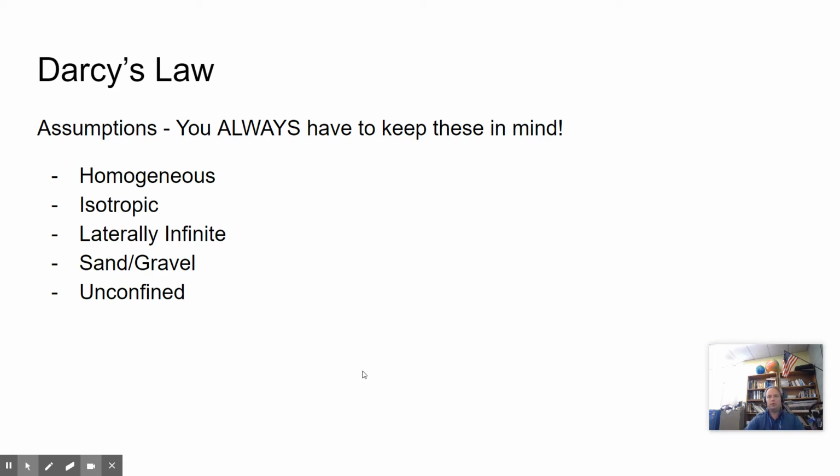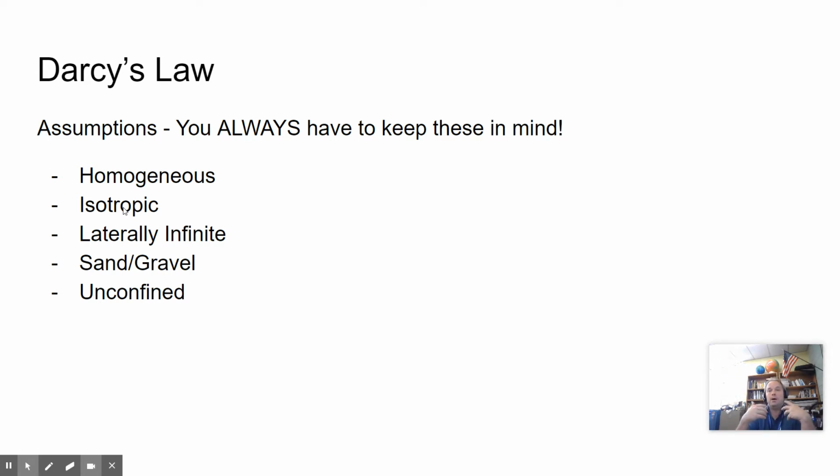And we assume in Darcy's law some basic assumptions. For it to work, the material has to be homogeneous. It has to be consistent throughout. We assume it's isotropic, it's the same throughout. We assume that the aquifer is laterally infinite, which obviously none of these things are true for aquifers generally. We also assume that it's a sand and gravel aquifer and that it's an unconfined aquifer.